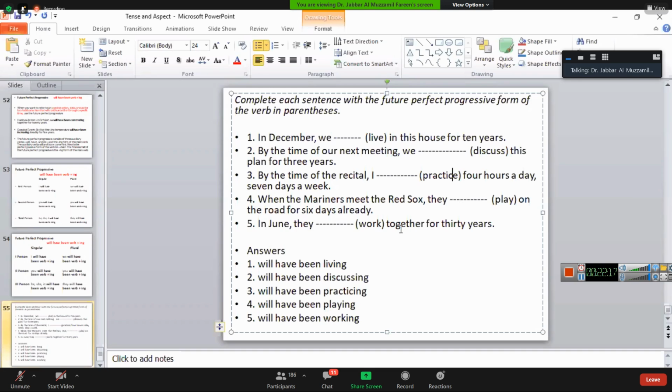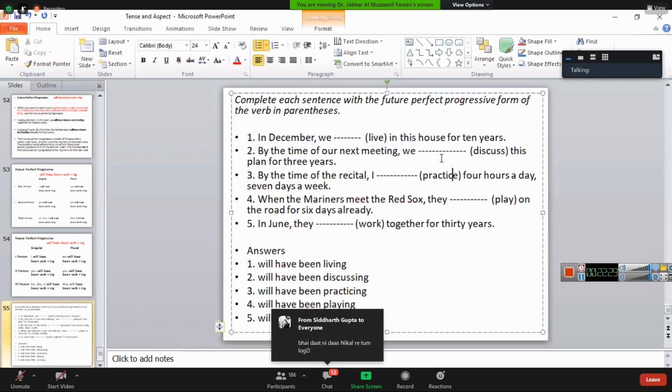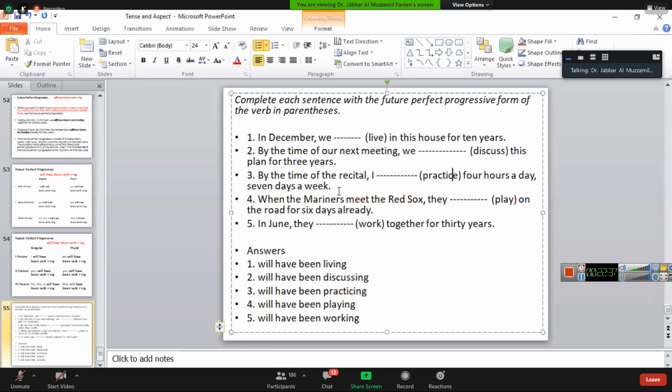Okay. In June, they dash work. They will have been working together for 30 years. See this one point. For each future perfect progressive, you can see another point of time: for 10 years, for 3 years, for a week, for 6 days, for 30 years. That reflects what? Till then it should be progressive. Okay, so these are the small points that you have to keep in mind.